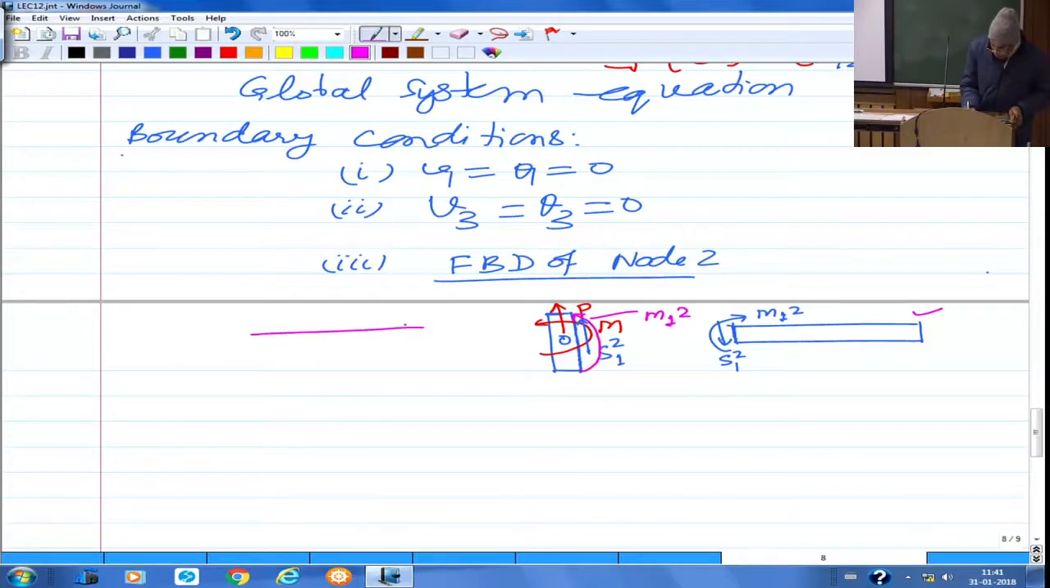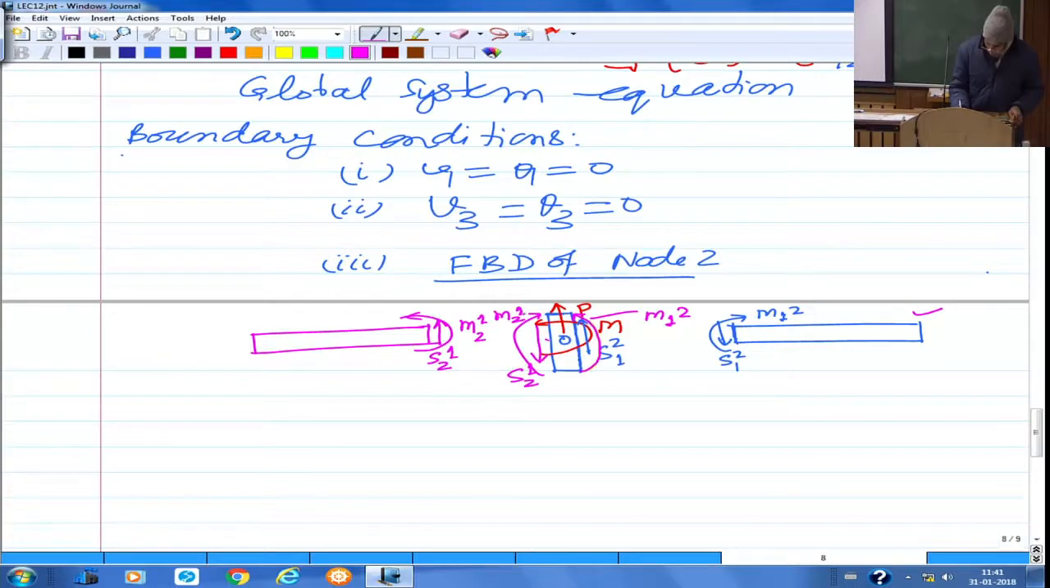In the same way, if you look at the first element, at the right end of that you again have a shear force at the second node of the first element like this, and a bending moment at the second node of the first element like this. The opposite of this will come here, on the left face of the node. So you will have here the shear force S21, and a bending moment M21.